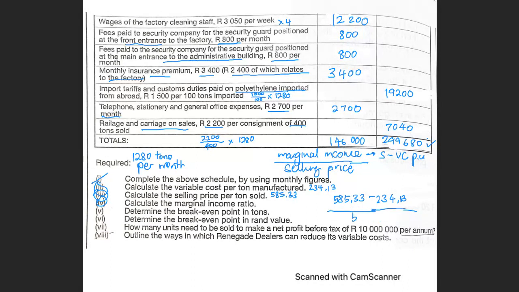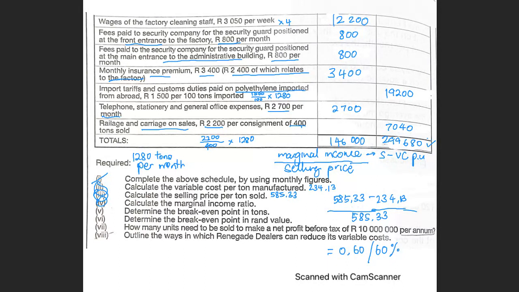So that was 585.33. Okay, so that can be expressed as a decimal. So that could be 0.6 or it can be 60%. So that's your marginal income ratio.